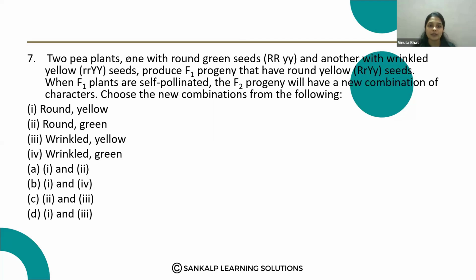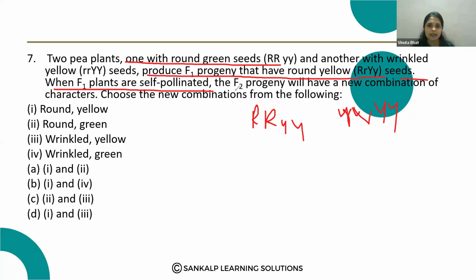Two pea plants, one with round seeds, capital R, capital R, small y, small y, and wrinkled yellow seeds, that is small r, small r, capital Y, capital Y, produce F1 progeny that have round yellow seeds. When the F1 plants are self-pollinated, the F2 progeny will have new combinations of characters. Choose the new combination from the following.